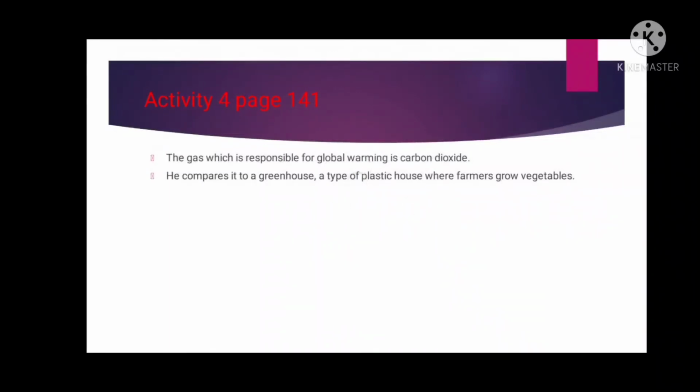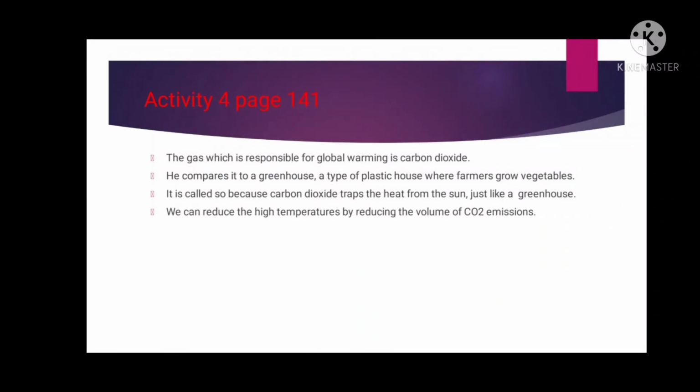It is a type of plastic house where farmers grow vegetables. Moving to C, why is it called so? That means, why does he call it the greenhouse effect? Okay, so it is called so because carbon dioxide, CO2, traps the heat from the sun just like a greenhouse. You can look at the picture that you have on page 141. Moving to D, how can we reduce high temperatures? We can reduce the high temperatures by reducing the volume of CO2 emissions for sure.